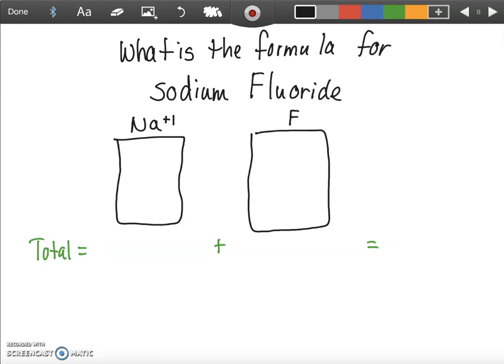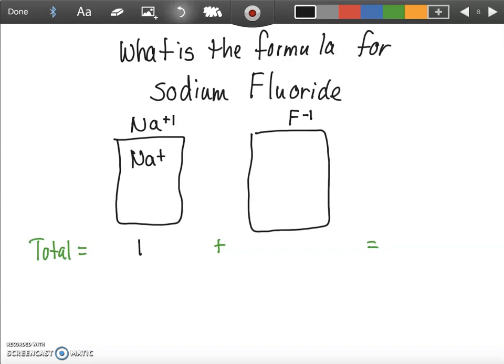We know sodium's in group 1, so it's going to have a +1 there. Fluorine is in group 7, so it'll have a -1. We now need to start adding sodiums and fluorines into these boxes here until this comes out to 0, the total charge. We'll start with 1 sodium, and then so far our charge is +1 over here.